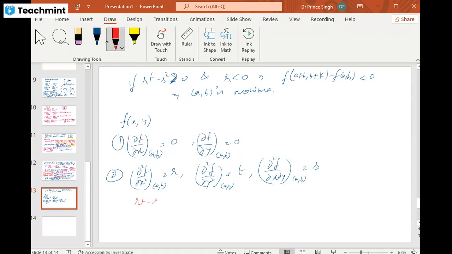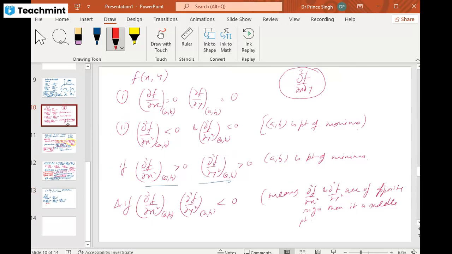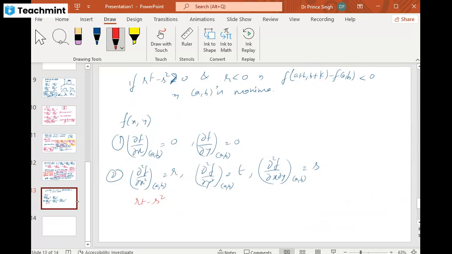RT minus s square. Now we have already discussed that if R and T are of opposite sign, that means their product is negative, RT is negative. If R into T is negative, S square is already positive, so minus makes it also negative. So RT minus S square is always negative. So it is a point of neither maxima nor minima. If RT minus S square is less than 0, it is a point of neither maxima nor minima.